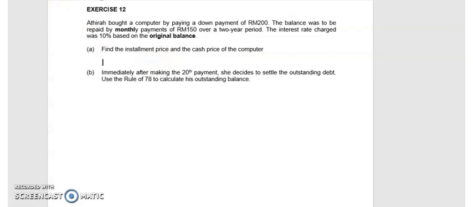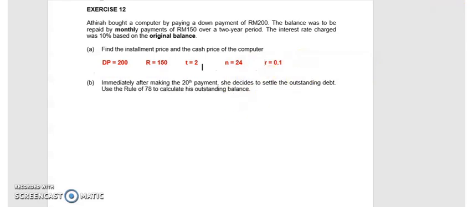Okay, so now interest based on original balance. Okay, extract the info given first. So 200 is down payment. What else? The balance was to be repaid by monthly payments of 150. Monthly payments, so monthly payment value is 150 over a 2-year period. So T equal to 2. If T equal to 2, number of monthly installments N will be 24. Interest rate charged 10%. So R is 0.1. Okay, find the installment price and the cash price of the computer.